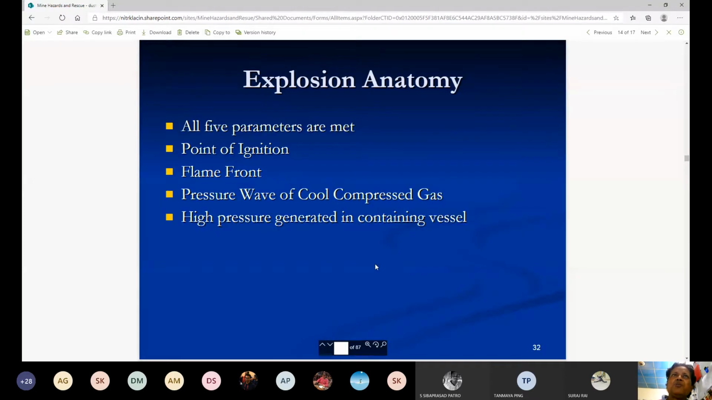This is called your explosion anatomy. If all 5 parameters are met, then dust explosion is going to take place. If all these 5 parameters are present in a mine, coal dust explosion is going to take place. From the explosion, you will get the point of ignition, then there will be a flame front. Flame will be there. There will be a pressure wave of compressed gas, high pressure generated in containing vessels.